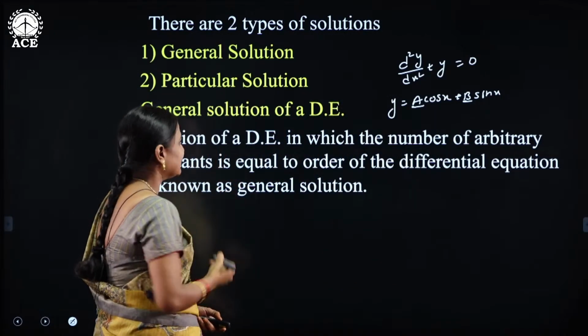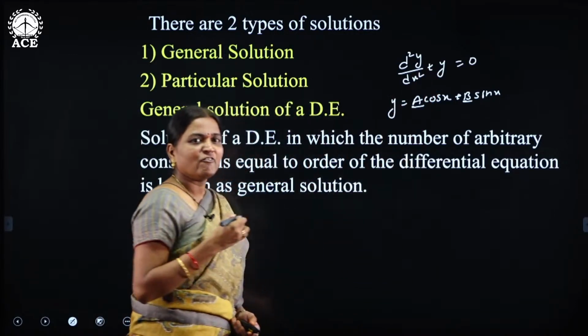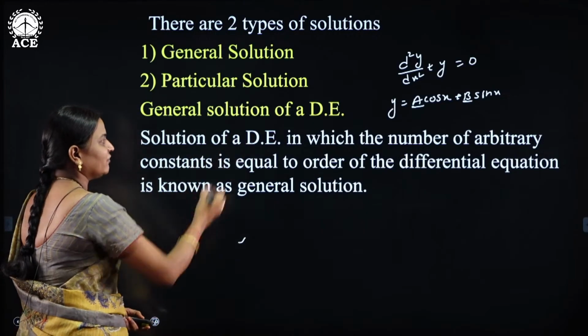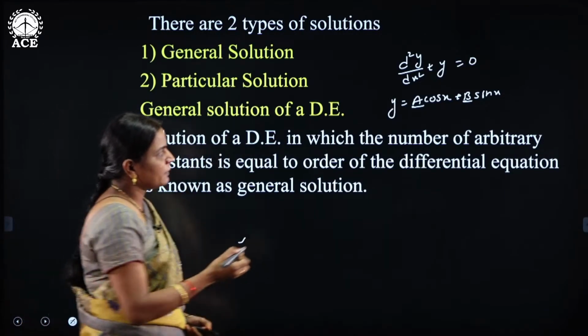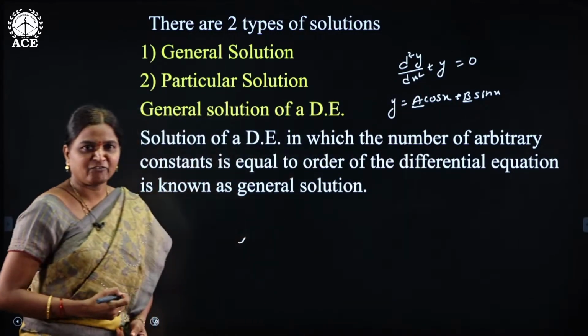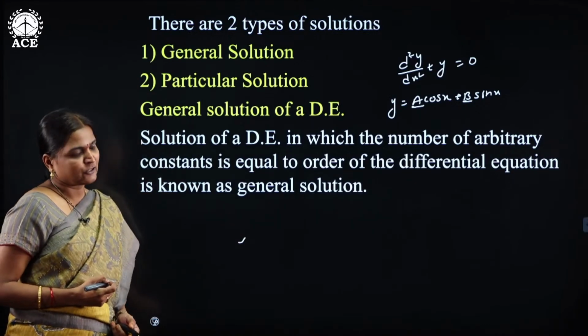So, how to define a general solution? Already we know that this is the solution of this differential equation. That solution is called a general solution when the number of arbitrary constants is equal to the order of the given differential equation. Such a solution is called a general solution.